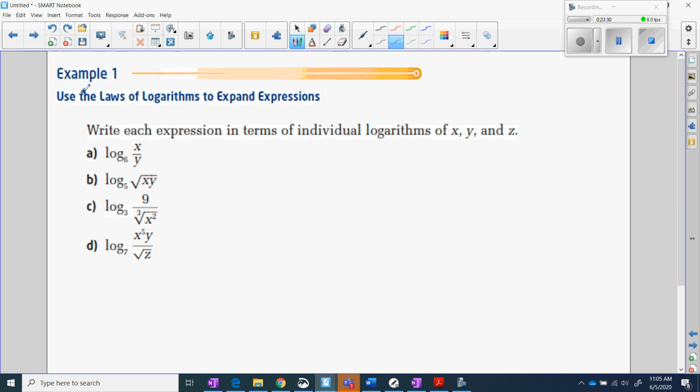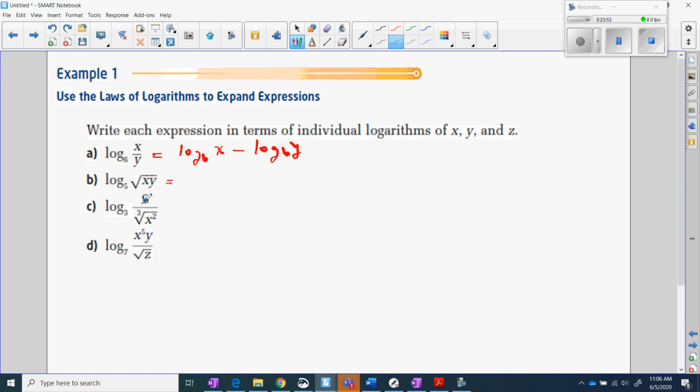So let's just look at some quick examples here. Now these ones start out pretty easy. So here's the first one. I might be able to put my equals beside them. This is a quotient. So it would be log base 6 of x subtract log of y to base 6.